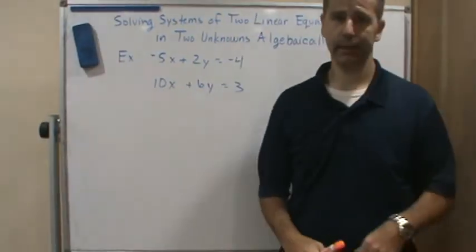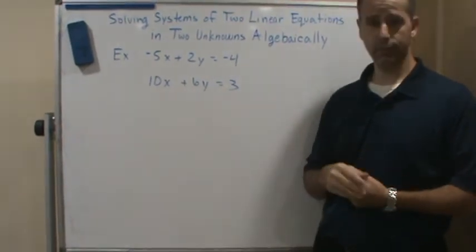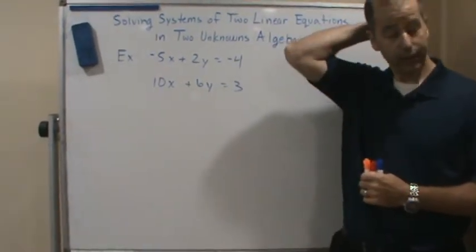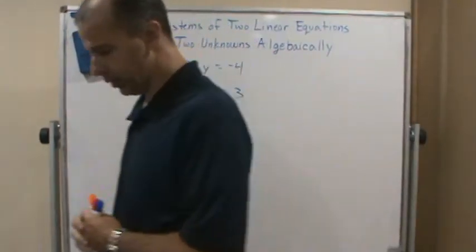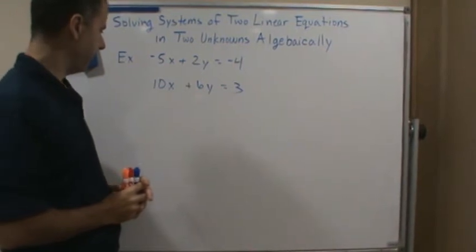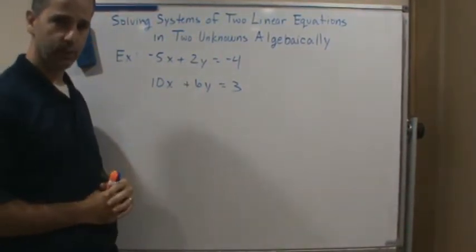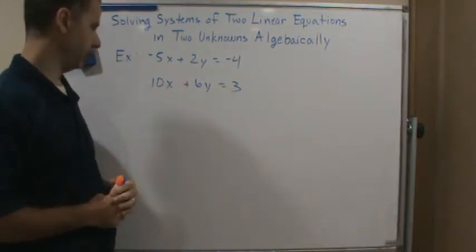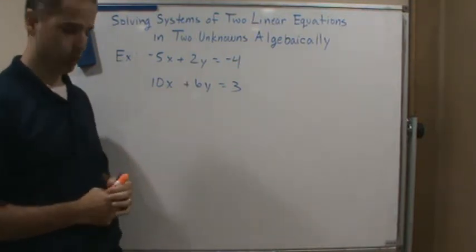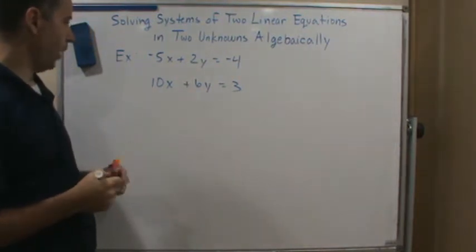Okay, so welcome back. In this example, I'm going to solve this system of equations algebraically. When we look at these two equations, we notice that there's not one that pops out that should be easier to solve than the other one. So in this case, it really doesn't matter which one we choose. So let's just choose one.